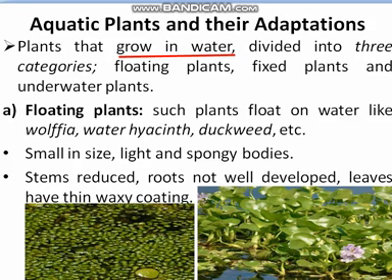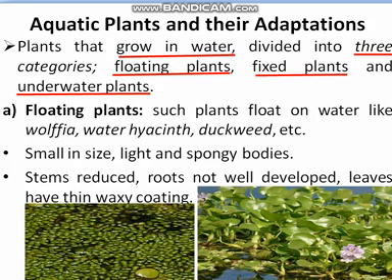And these are divided into three categories. These aquatic plants are divided into three categories. First one is floating plants. Another one is fixed plants, while the other is underwater plants. Now let's discuss these three types, that's floating plants, fixed plants, and underwater plants one by one.